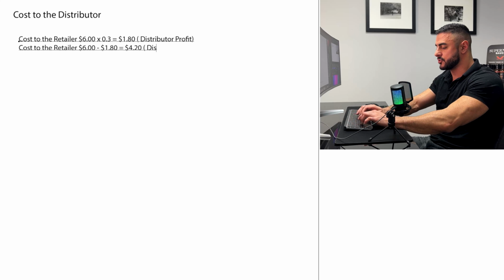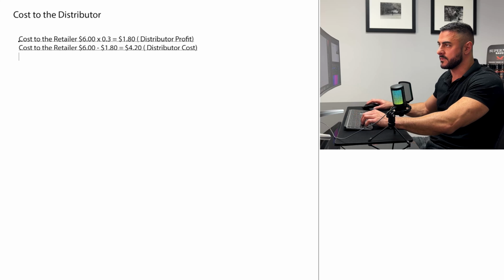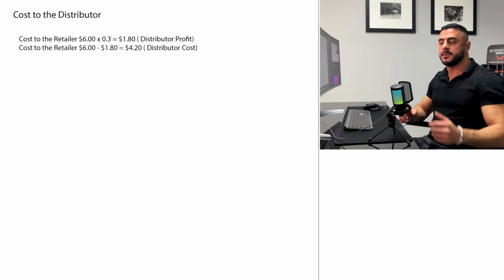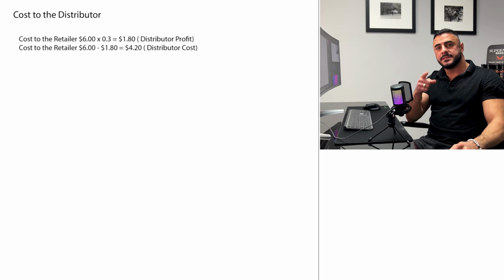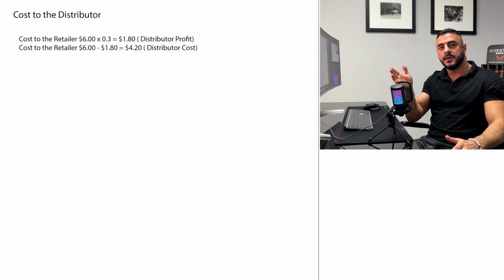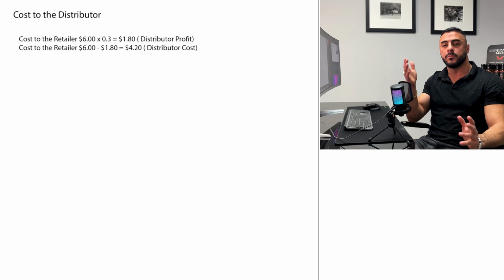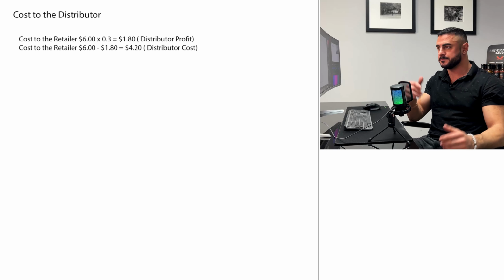This is going to be the distributor cost. Okay, so this is going to be the distributor cost. Basically, what this means is you will be selling your product, 1 unit of beef jerky, to the distributor for $4.20, and the distributor will now sell that bag of beef jerky to the retailer for $6, and in the process they will profit $1.80, or 30% of the $6.